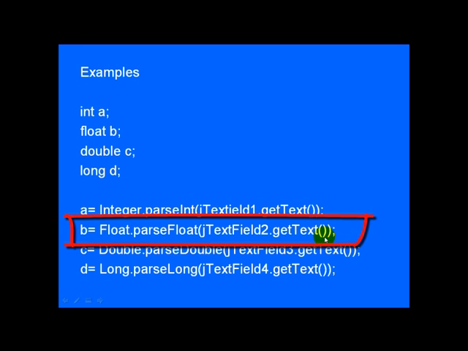Now that value is a string value which is required to be converted or parsed into float, and that will be done with the help of Float.parseFloat. Float is the name of the class, and parseFloat is the method which actually converts the string into float. Same is the case with doubles and longs. In the next video lesson we shall design a Java program where we shall be using the wrapper classes so that the strings are converted into appropriate data types.